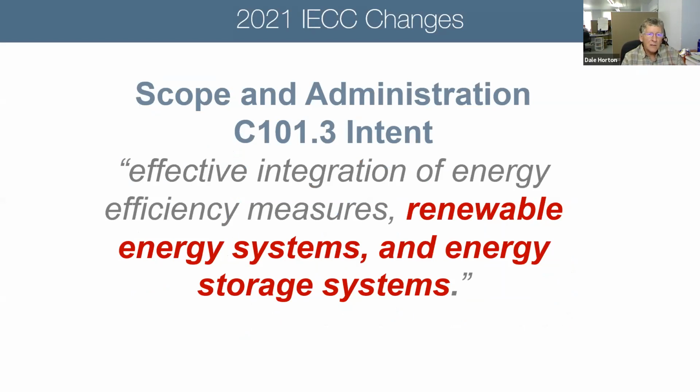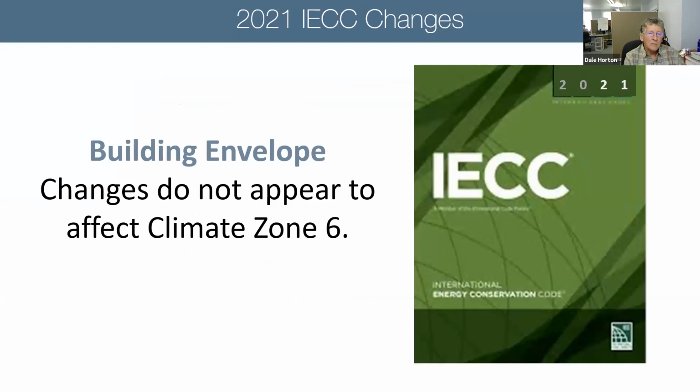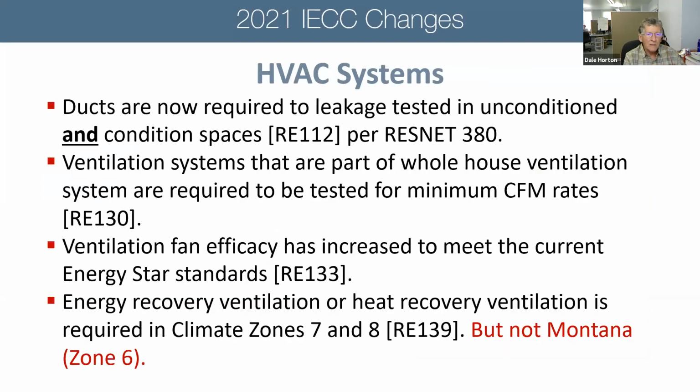In its definition of its scope and administration of intent, it's added renewable energy systems and energy storage systems that were not present in the previous versions of the IECC. And the building envelope components of the 2021 IECC, in my view, don't appear to affect zone 6, which is Montana. So the 2021 doesn't really change the building envelope requirements.